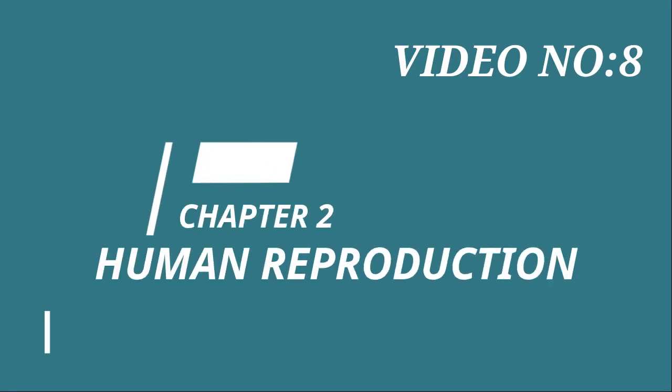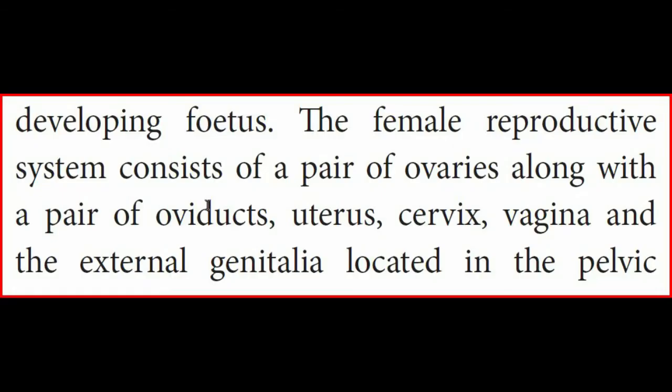Today we are going to learn the female reproductive system. It consists of a pair of ovaries, oviducts, uterus, cervix, vagina and external genitalia. It is located in the pelvic region.